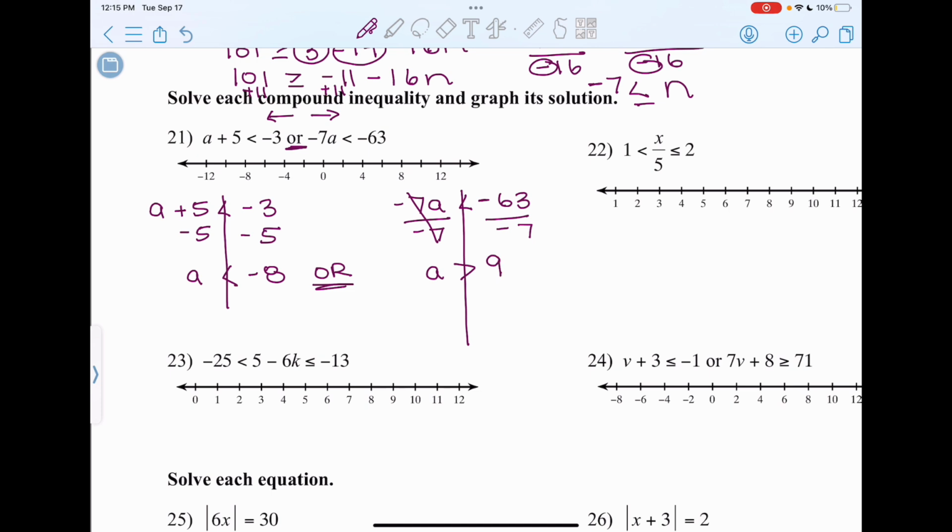So I'm going to have an open circle at negative 8 going toward the left. And an open circle at 9, which is approximately here, going towards the right. And that matches the disjunction that I saw from the very beginning. Make sure that you write the word or in between your two final inequalities.